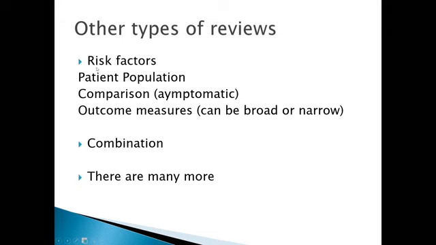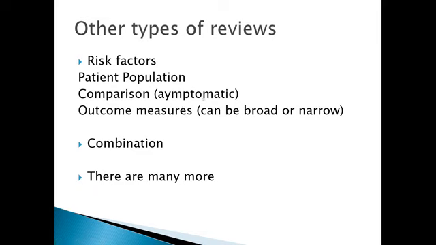So in this case, we'd use the P, patient population. We could also use the comparison. So our patient population might be patellofemoral pain. We're comparing these people to asymptomatics. And then we use outcome measures, and this could be broad or narrow, and we might be looking at strength of the quadriceps muscles, or we might be looking at strength, movement, and also muscle function. So we might look at strength, EMG, and also range of motion during certain tasks. So it can be quite broad as well.